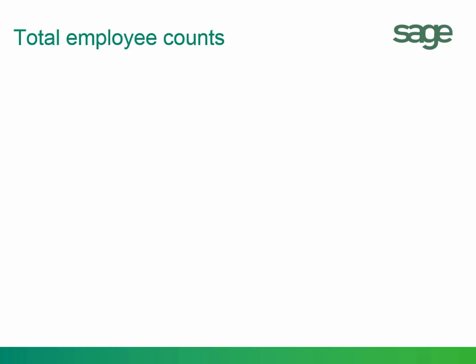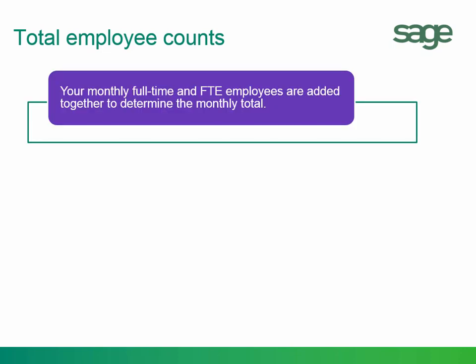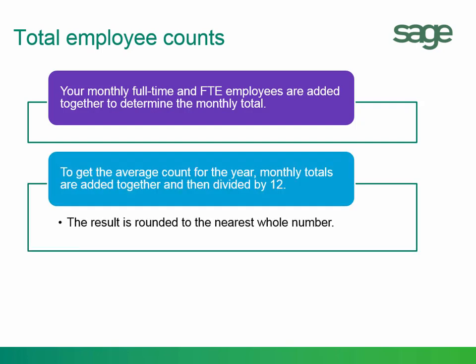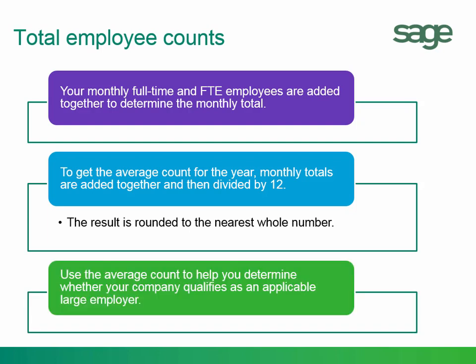So to derive the total employee counts, first your monthly full-time and FTE employees are added together to determine the monthly total. Then to get the average count for the year, the monthly totals are added together and then divided by 12. The result is rounded to the nearest whole number. Use this average count to help you determine whether your company qualifies as an applicable large employer.